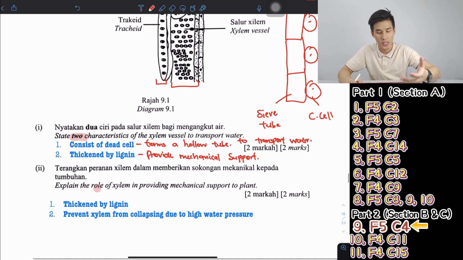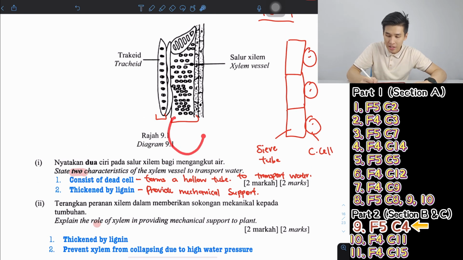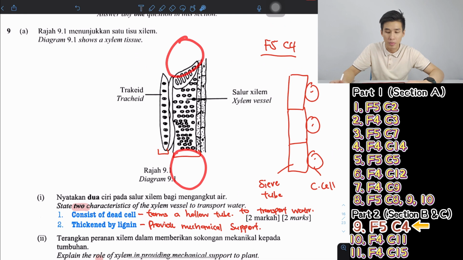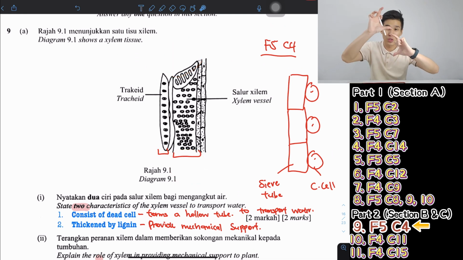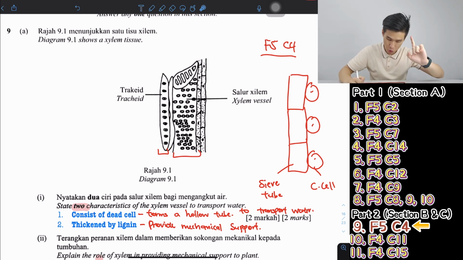Now, another one you can also say is the arrangement. We call it end to end. Meaning all the xylem vessel cells are stacked one on top of another. Hence, you are able to form what we call a long continuous tube. Okay, let's go to the second question.